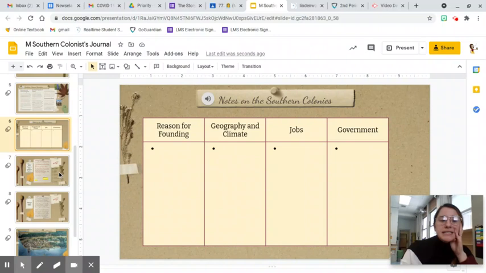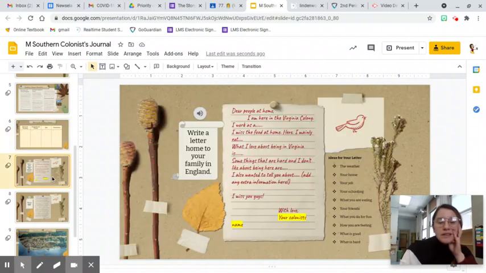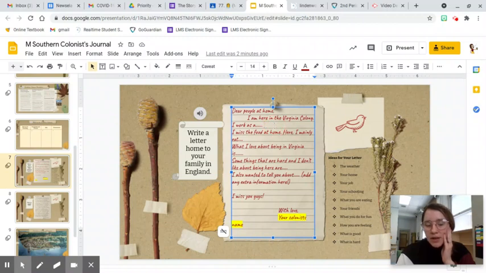Lastly, we have slide 7. And slide 7 is a letter home. You'll notice it's all red because these are sentence starters, and I want you to be able to finish each one of these sentences. So it says, "Dear people at home, I am here in the Virginia colony. I work as a," I want you to fill in at the end of this sentence what job you're working in. So maybe you work as a farmer, maybe you're an indentured servant, maybe you're a trader.